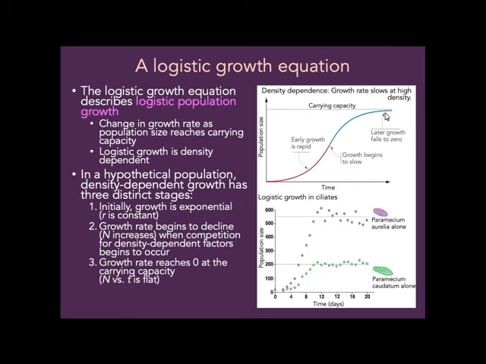Hypothetically speaking, density dependent growth has three stages. At the beginning, you have rapid exponential growth, then the growth begins to decline, and then the growth rate reaches zero.